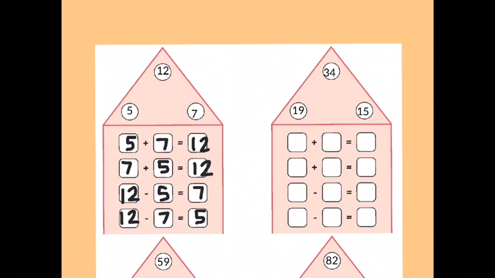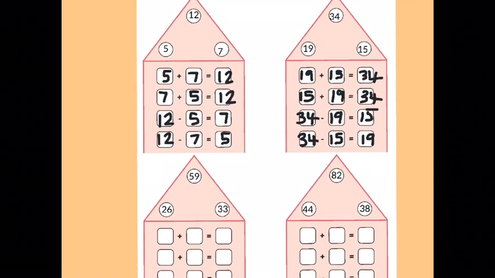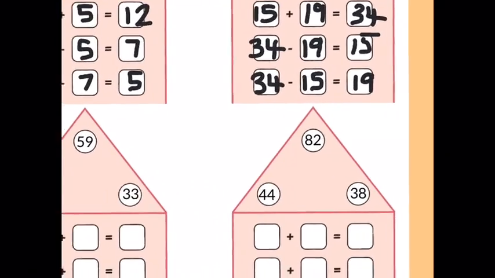34, 19 and 15. So we could say that 19 add 15 equals 34. Or I could say that 15 add 19 equals 34 using the commutative law. For subtraction, I've got to start with my largest number, so 34. I can subtract 19 and that will leave me with 15. Or I could start with 34, subtract my 15 this time and make sure that I've got 19 left over. Make sure you use every number in the fact family and only use them each once in each calculation.